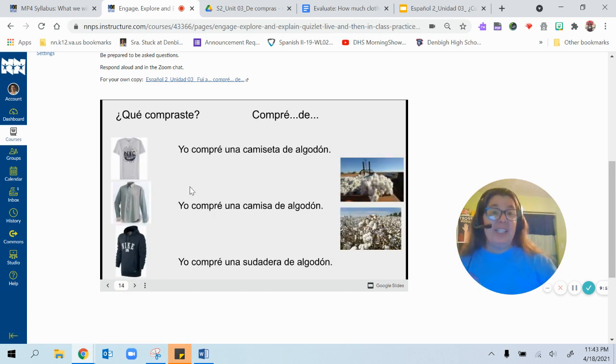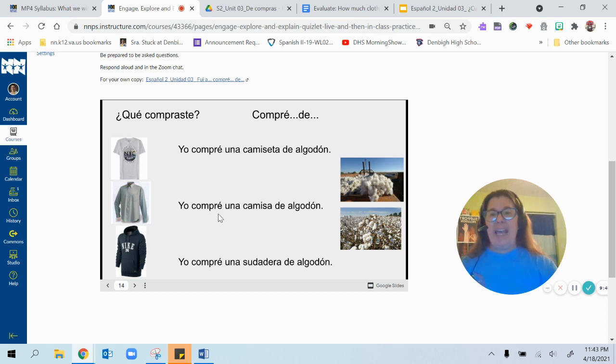Now we're going to practice expressing what things are made of. I didn't know if you'd ever seen cotton before, so that is what cotton looks like. And let's just practice saying things. Repite, por favor. Yo compré una camiseta de algodón. You can even say it without the yo. Compré una camiseta de algodón. I'm just putting the yo in there for emphasis.